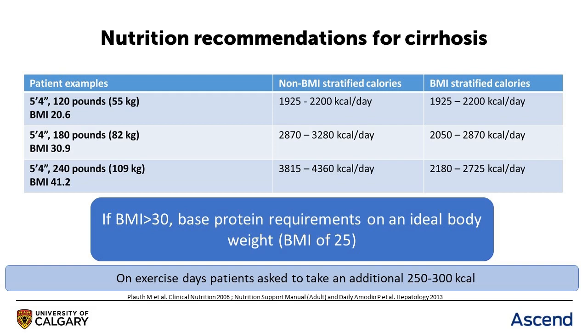Can I ask a question? Yeah. So what are we doing in our cirrhosis clinic for BMIs over 30? We're using adjusted body weight. Use adjusted body weight, 25% excess body weight on top. Like an ideal body weight. Yeah, it's like 25% on top of the ideal body weight. Okay.